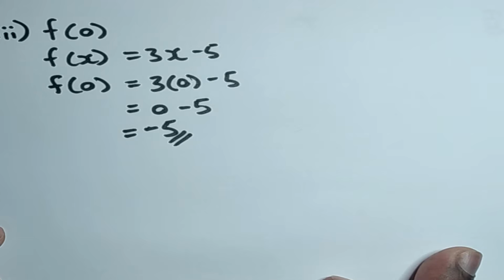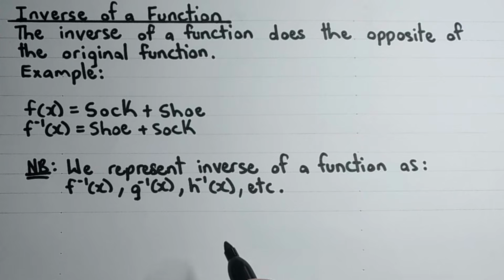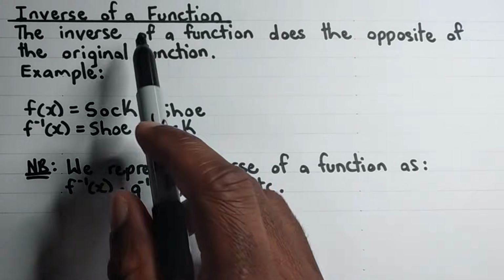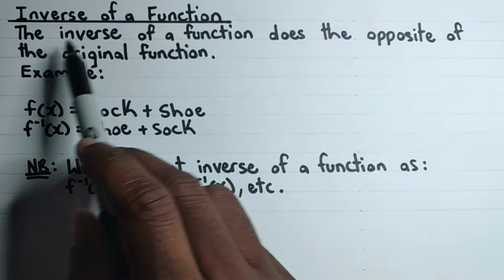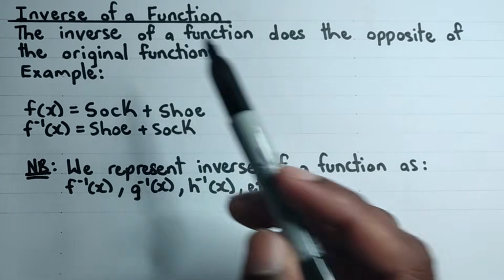Now we want to look at both inverse functions and composite functions. What are these types of functions, and how do we perform calculations involving these two types of functions? Now let's first look at the inverse of a function. The inverse of a function does the opposite of the original function.